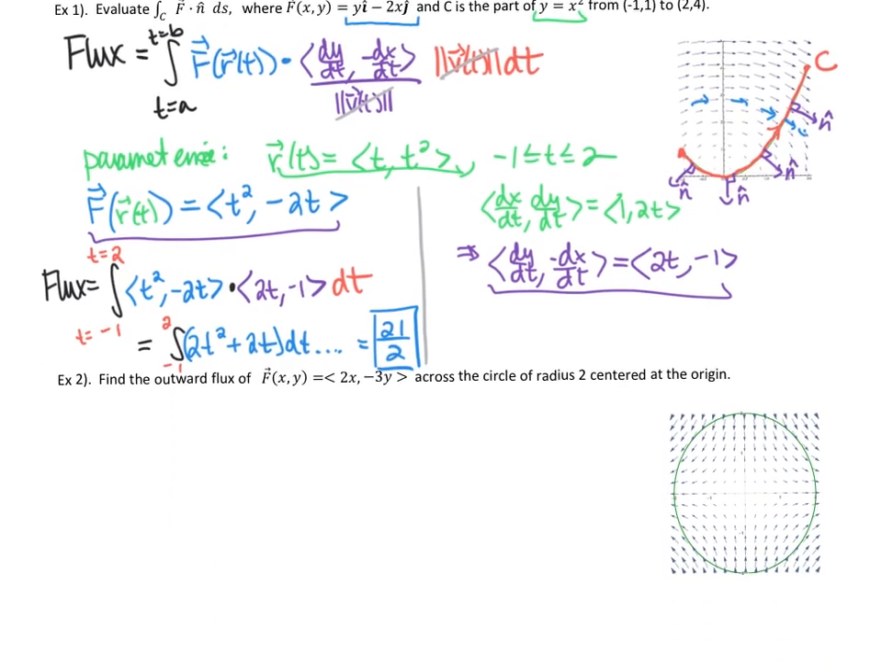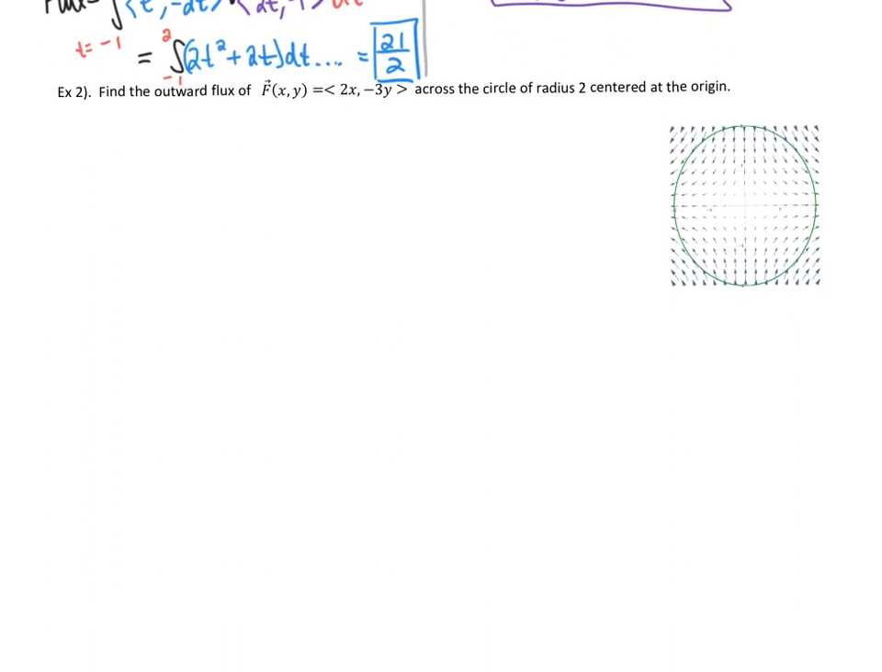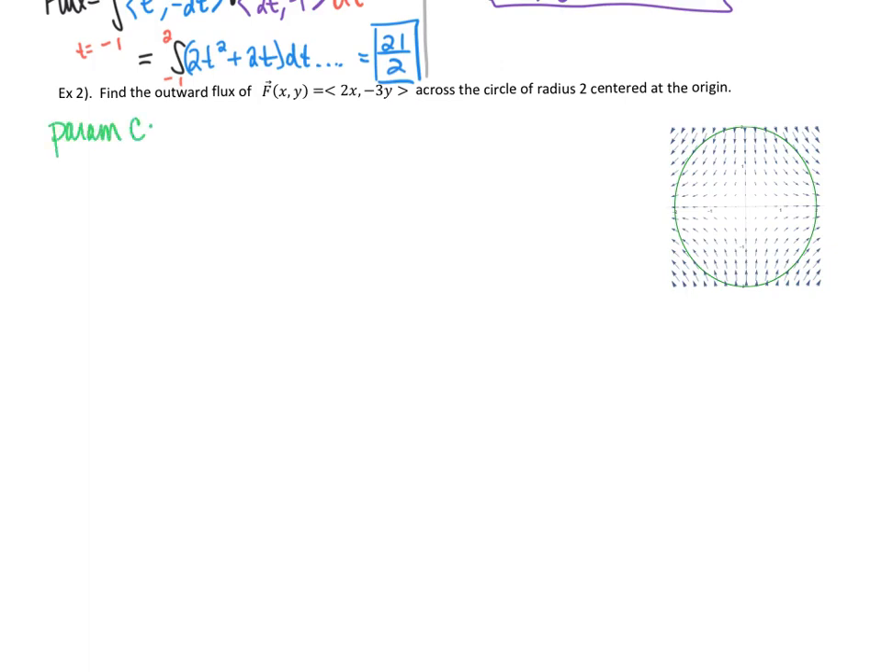Okay, so now let's try another one. So I want you to go ahead and put this on pause. Find the outward flux of this vector field shown here in blue across this circle of radius 2, centered at the origin. Okay, so first we're going to parameterize the curve C. The easiest way to parameterize a circle of radius 2 is going to be 2 cosine t, 2 sine t, or some variation if you wanted. In this case, because I would like it to be outward flux, I need to make sure that I at least parameterize it to be counterclockwise like this. So this is the simplest way to do that.